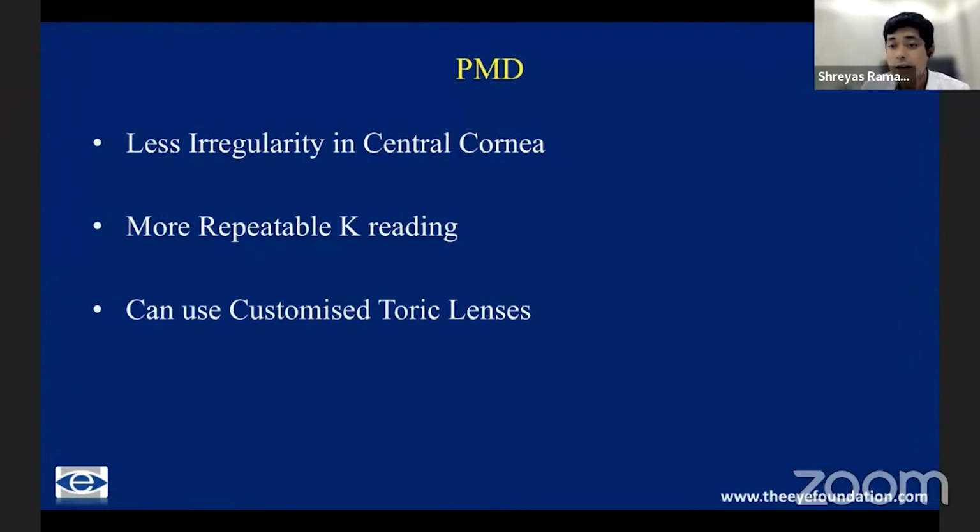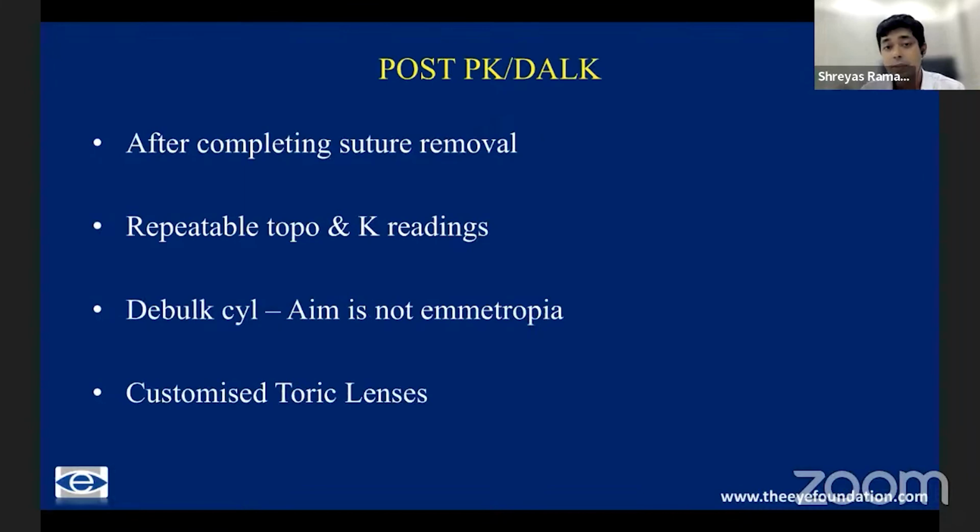PMD is a situation where you have less irregularity in the central cornea, and therefore the K readings are much more repeatable. However, you may have higher degrees of astigmatism and you may require customized toric IOLs. In post-PK and DALK, it's important that we wait till we complete suture removal. It is not necessary that every single suture has to be removed. There might be situations where you've reached an acceptable level of astigmatism.